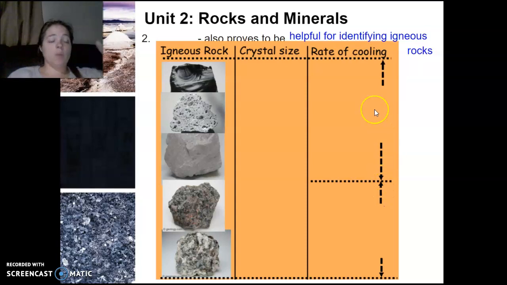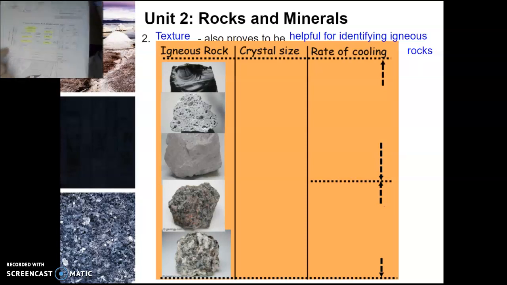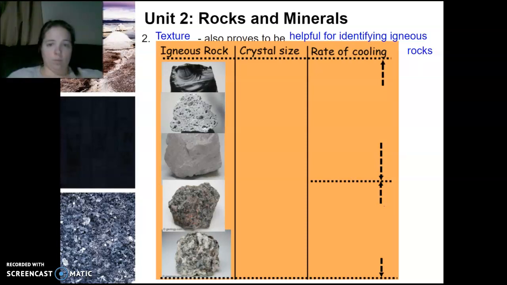Okay, so I'm going to still look at page 6. Trust me. So texture proves to be helpful. Right next to texture on page 6, you have crystal size, which is very important. And then all the way over here, it says where it's formed.